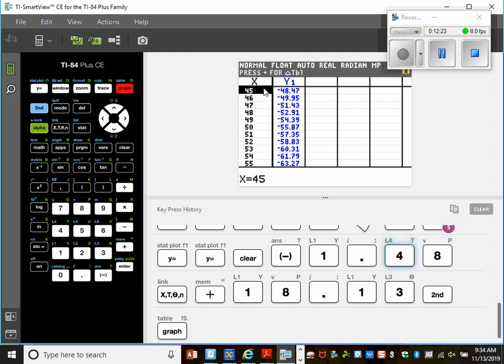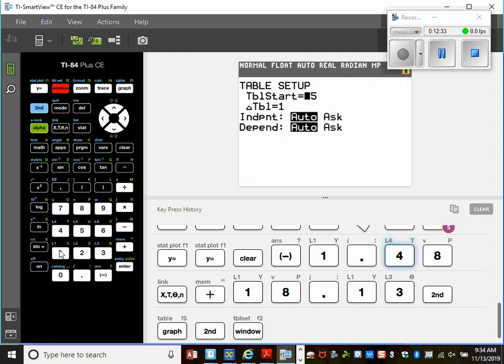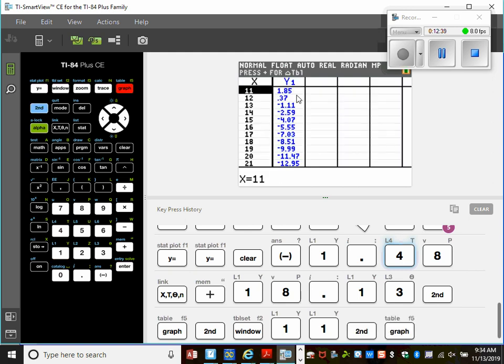Now notice how my table is way up here at 45. So I'm not going to waste time scrolling to 11. I'm going to set my window. So I'm going to hit second window, and I'm going to type in 11. So it'll be at the top of my table when I go back. And then second graph. Okay, so it looks like it's about 1.85 millimeters. So again, it helps us to make good predictions. So your prediction for this tadpole would be 1.85 millimeters.